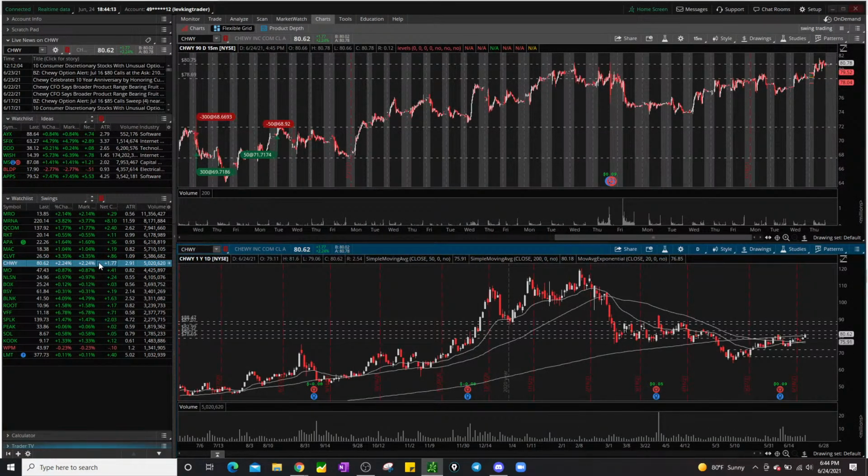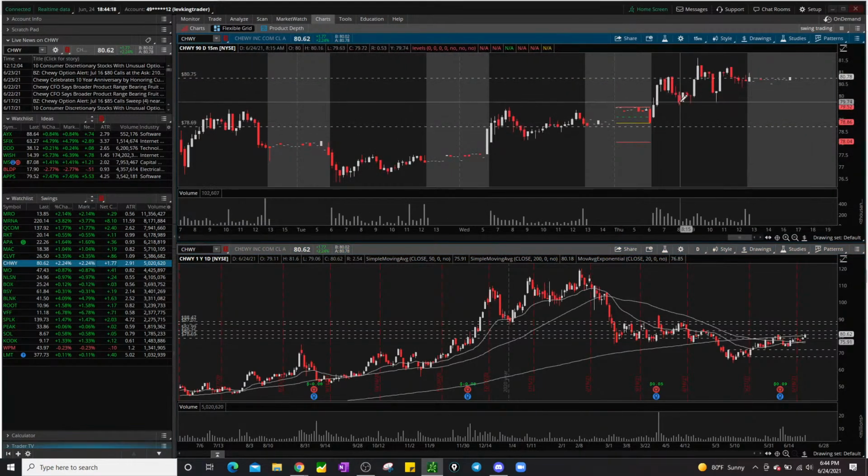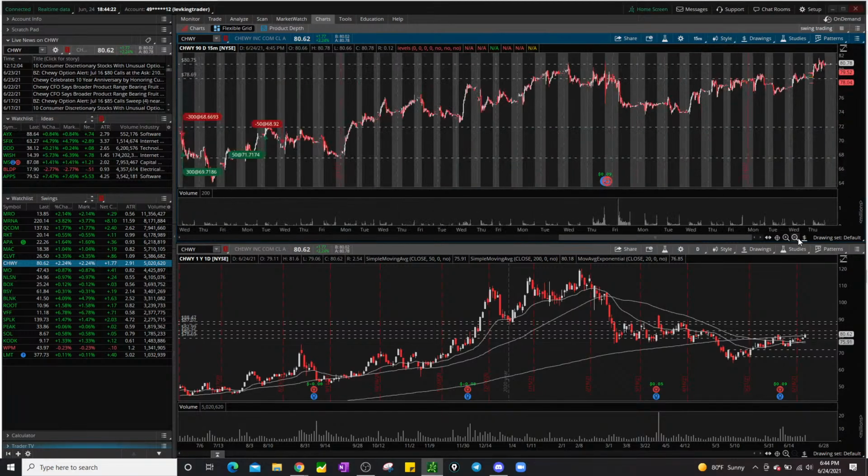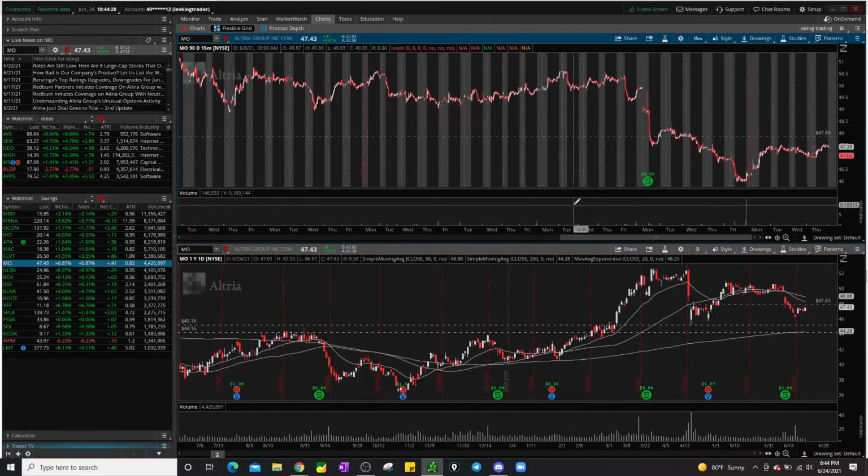Chewy. I don't know, guys. Look at this chart. It's such a garbage. I don't know. I mean, it can move. But I'm gonna remove it. I don't like it. MO, tobacco, nice consolidation right here.